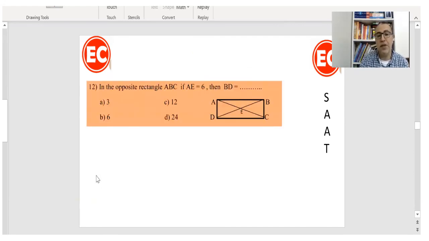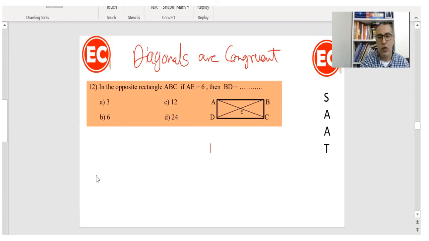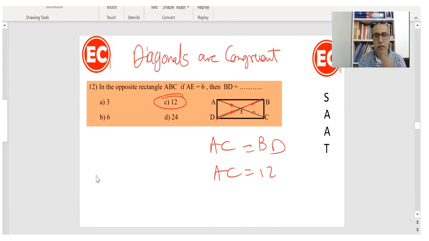In the opposite figure, this is a rectangle, and we said that diagonals are equal in a rectangle. Diagonals are equal or congruent in the rectangle. So AC is equal to BD. In case AE is equal to 6, AC is equal to 12 because all of them are the same. So what is the length of BD? BD is equal to 12. So diagonals are congruent but not perpendicular in the rectangle.